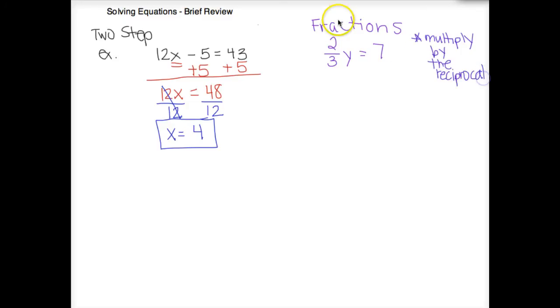And I'm going to put here that this is kind of a single fraction, because I don't have fractions everywhere, and I don't have fractions on both sides. So to get rid of this, I'm going to multiply by the reciprocal. Remember that reciprocal means you flip the numerator and denominator.